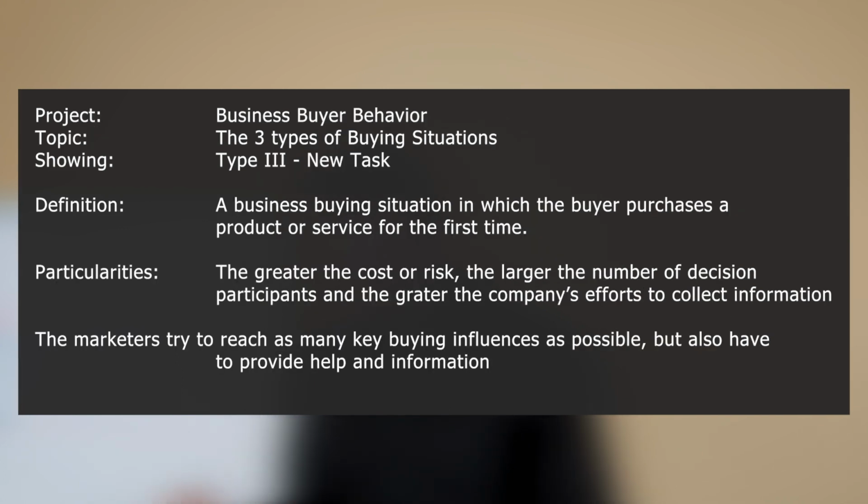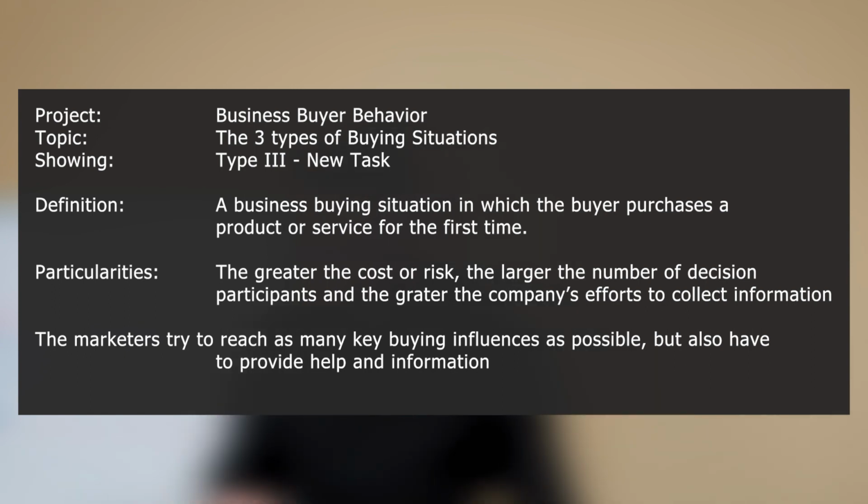The third type of buying situation is facing a new task situation: a business buying situation in which the buyer purchases a product or service for the first time. The greater the cost or risk, the larger the number of decision participants and the greater the company's efforts to collect information. The marketeers try to reach as many key buying influences as possible, but also have to provide help and information.